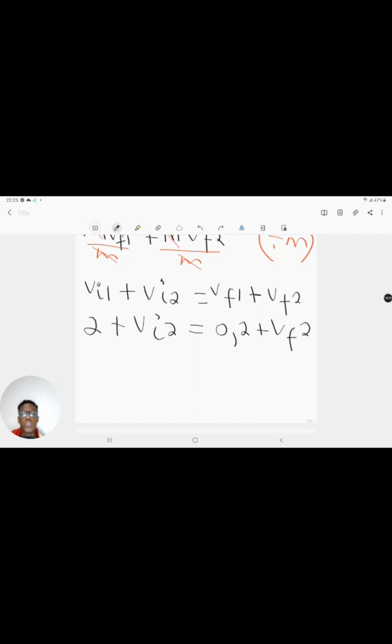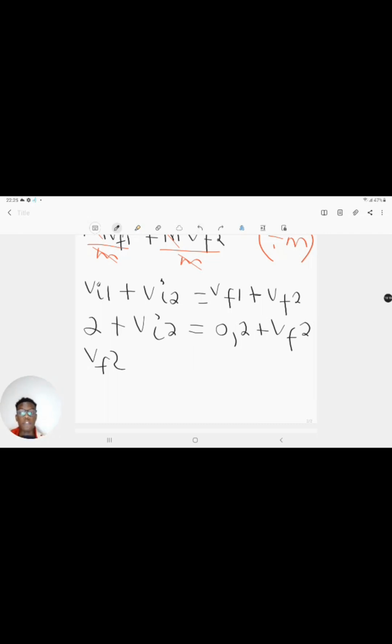So what I'm going to do here is make the final velocity the subject of the formula so that I can solve my initial velocity. So I will say VF2, I'm going to make this the subject of the formula. Why am I choosing to make this the subject of the formula?